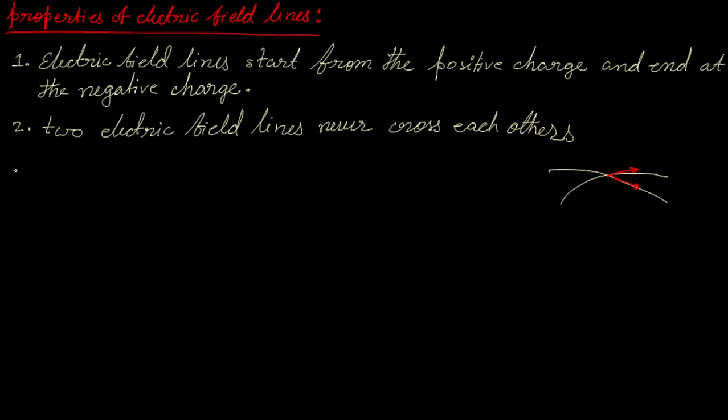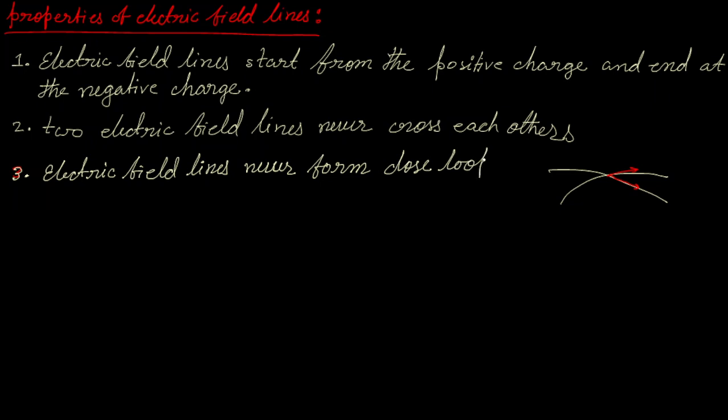Never cross each other. And third, electric field lines never form a closed loop. Never form a closed loop. Why do they never form a closed loop?